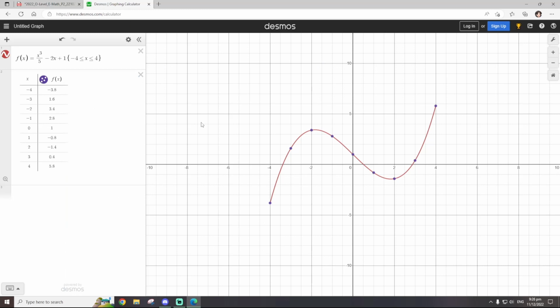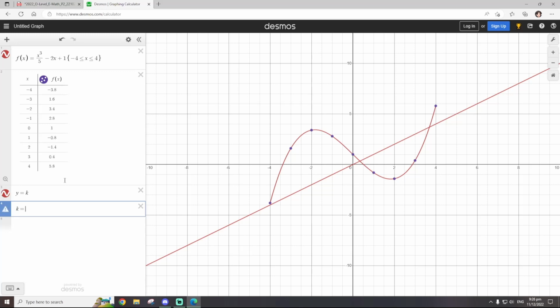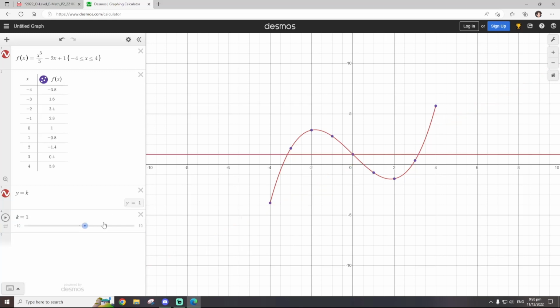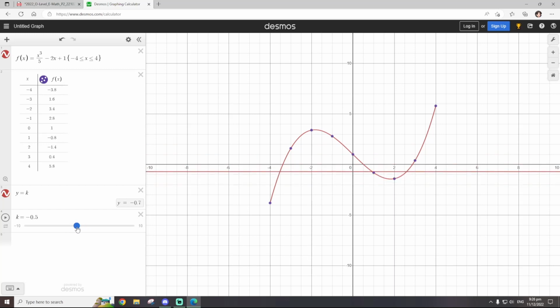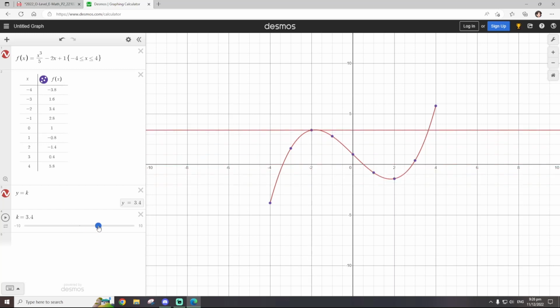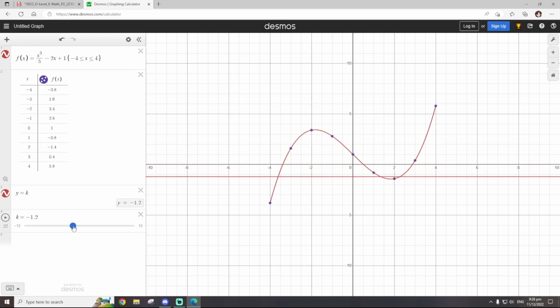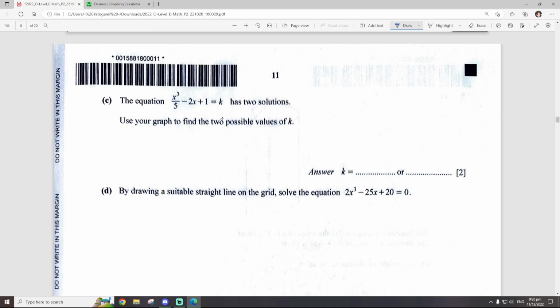right? So if I draw a vertical line, what actually happens? So let me tell you this. Let me set, maybe there's a slider function, okay? So you will see that if I vary k, of course it's going to move up and down, right? So how do I estimate the two possible values of k? Well, I just estimate. So if you were to use your ruler on the graph paper, you would probably get your estimates as 3.4 and minus 1.4. Okay?